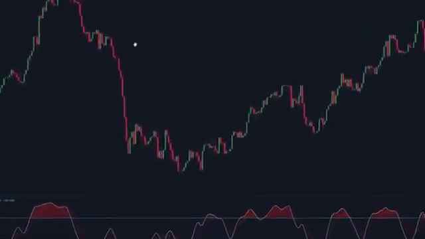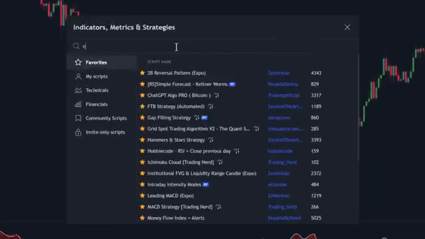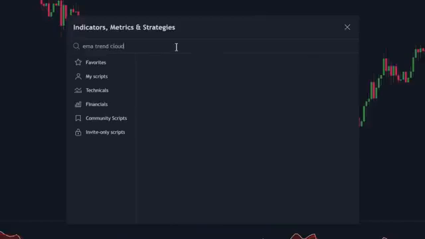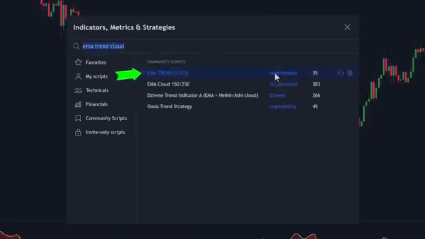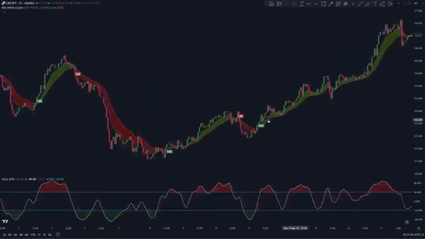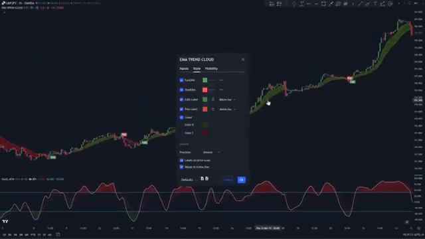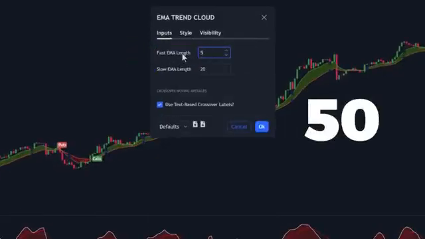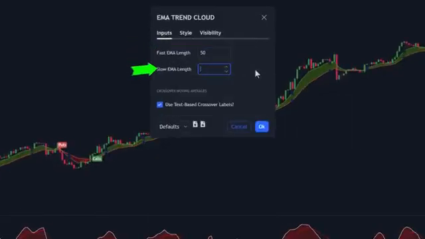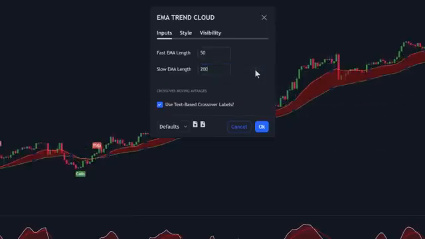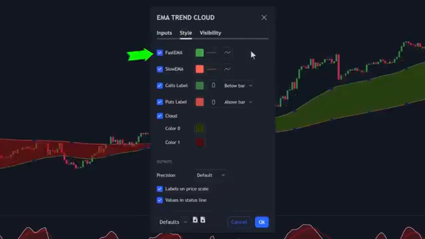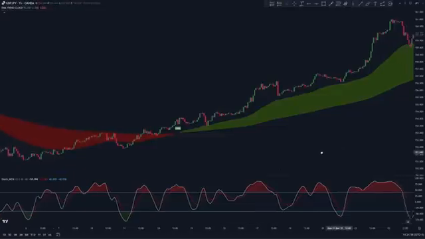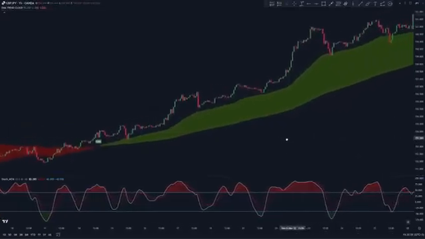To add it to our chart, we're going to open the indicator search tab and type in EMA Trend Cloud. Select this one by R. Westbrook Jr. Double-click on the EMA Trend Cloud to access the settings panel. On the Inputs tab, change the fast EMA length to 50, and then change the slow EMA length to 200. Head over to the Style tab and uncheck Fast EMA and Slow EMA checkboxes. After that, click OK.